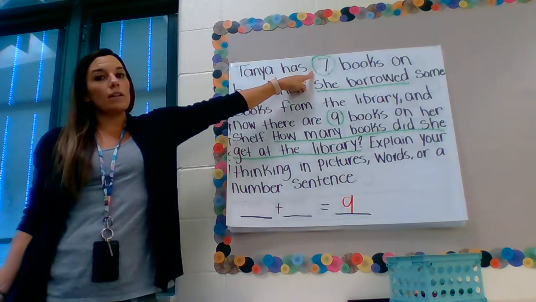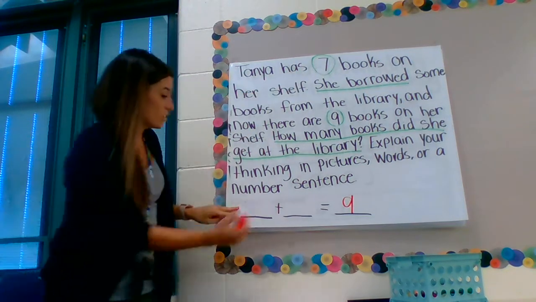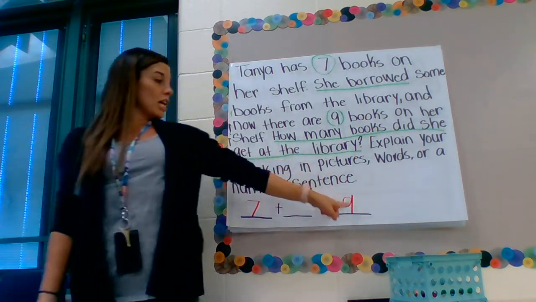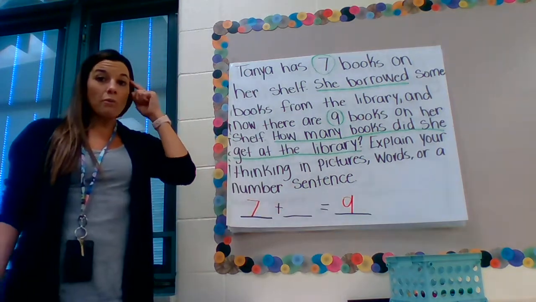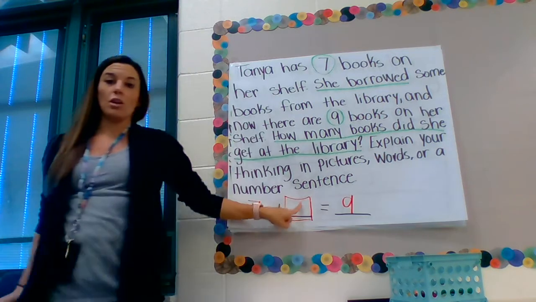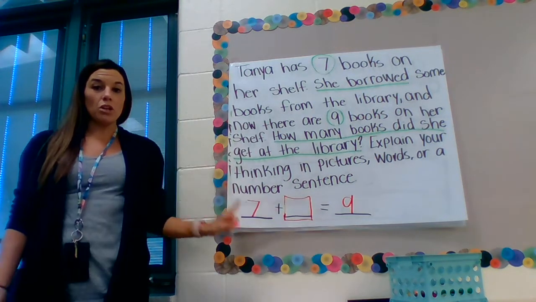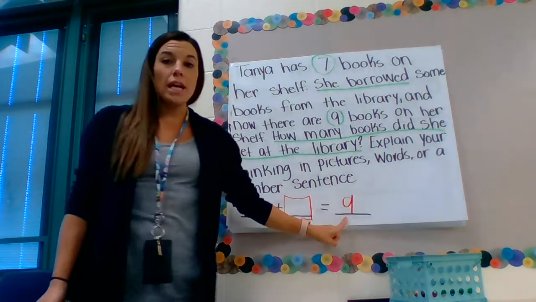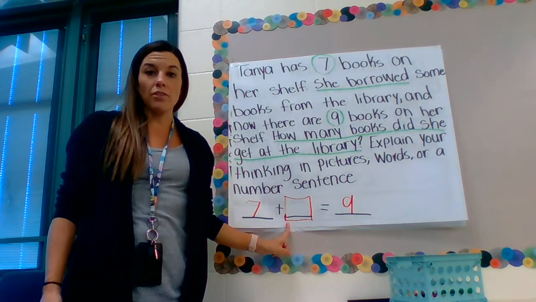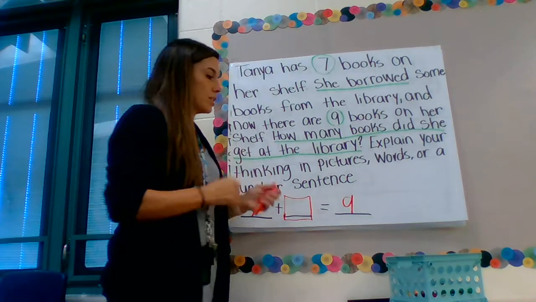She started with 7, okay? So that's going to be the first number in my problem. She started with 7, she ended up with 9. I want to know how many did she get at the library. We have a mystery number in our equation, okay? We know she started with 7, we know she ends up with 9 altogether. I want to know how many did she get at the library. Mystery number.